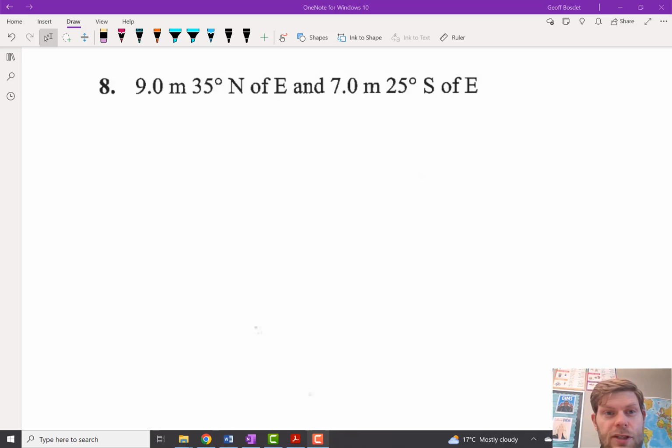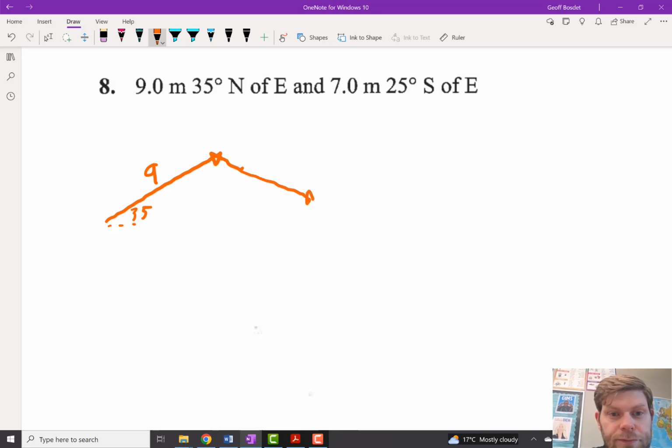So your first step is draw your first vector, and it doesn't matter which one you decide to go first with. I may as well just do this one. So I'm going to start with 9 meters, 35 degrees northeast. So here we are. Here's my vector. It is 35 degrees north of east. And then I'm going to draw my next line. It's going to be 7 meters, 25 degrees south of east.